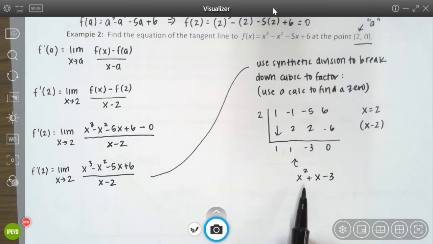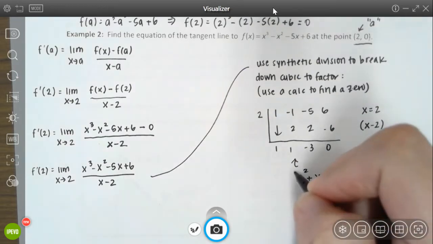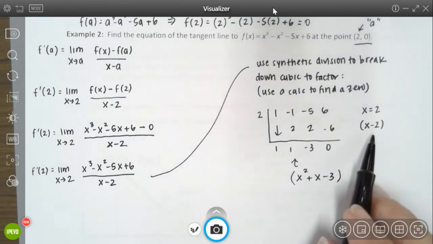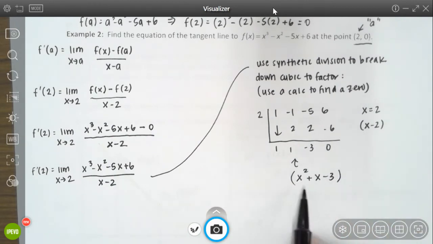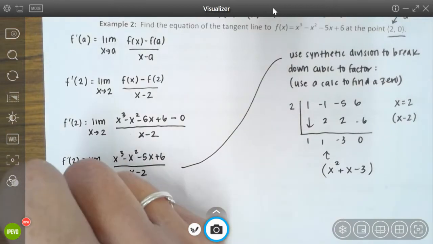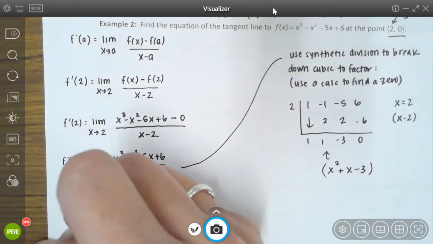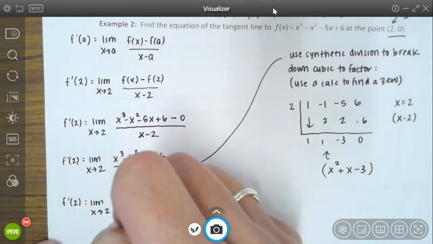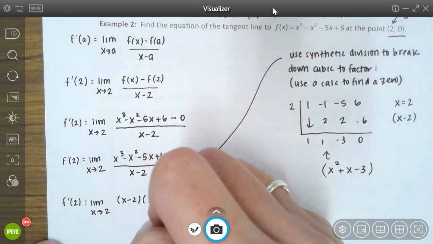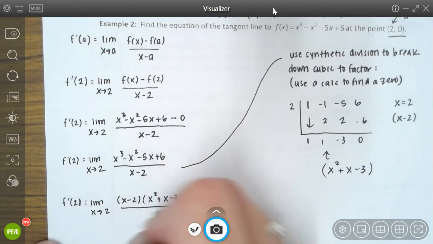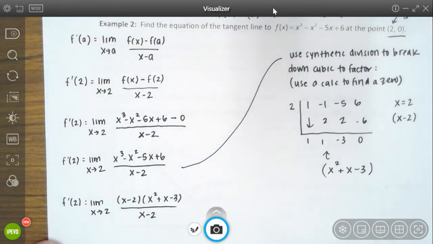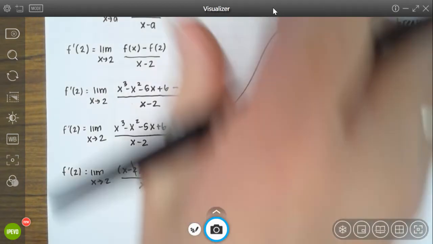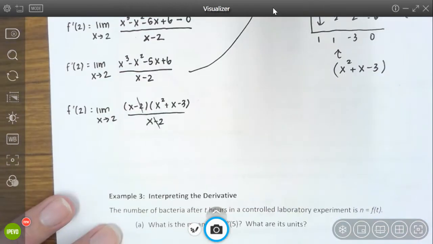So what I'm going to go ahead and do in the numerator is now I know I have a factor of x minus 2, and I know I have this factor of x squared plus x minus 3. So I'll make this f prime of 2 equal to the limit as x is approaching 2 of x minus 2 times the quantity of x squared plus x minus 3 all over x minus 2, which works out nicely for us because now we notice that there is a factor in the numerator and the denominator that is in common, so we can go ahead and get rid of that.